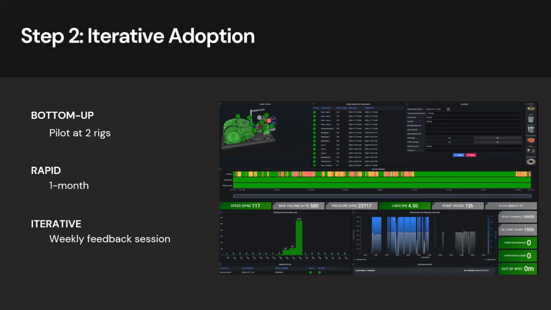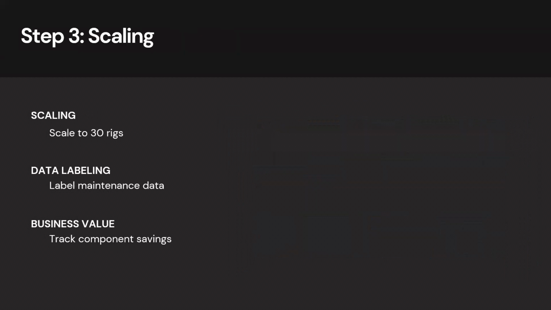So this is a very useful iteration process and rapid iteration process. And we think this is the key to digital transformation success, adoption success. And of course, after the iteration process is a scaling process, right? So now we can go from 2 rigs to 30 rigs. And a lot of the rigs heard about it from the field teams that were involved in the solution development. They actually reached out to the IT department to request a solution.